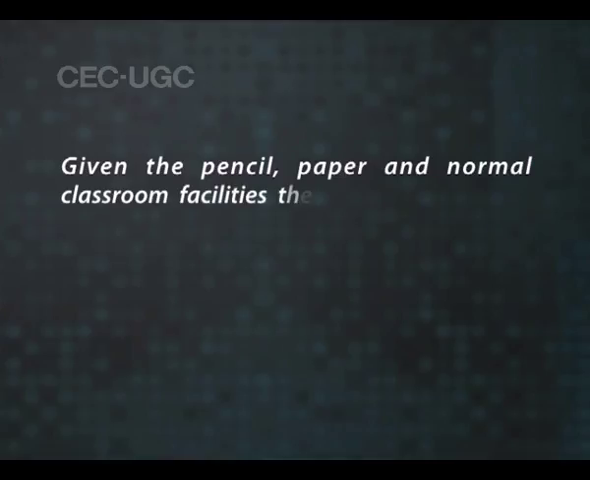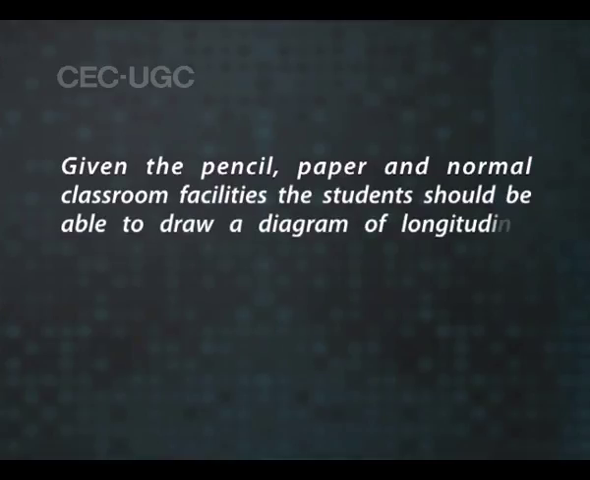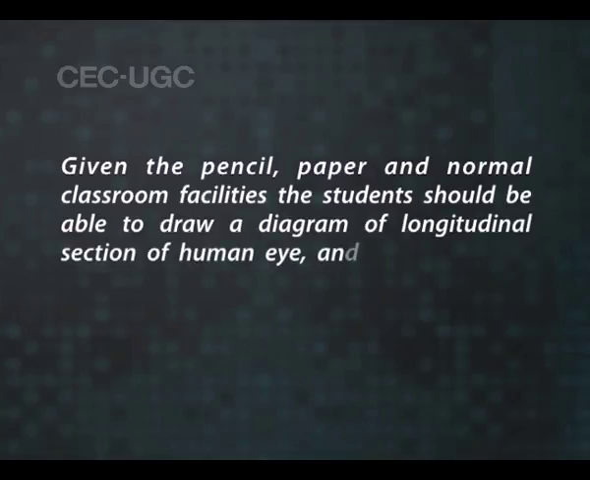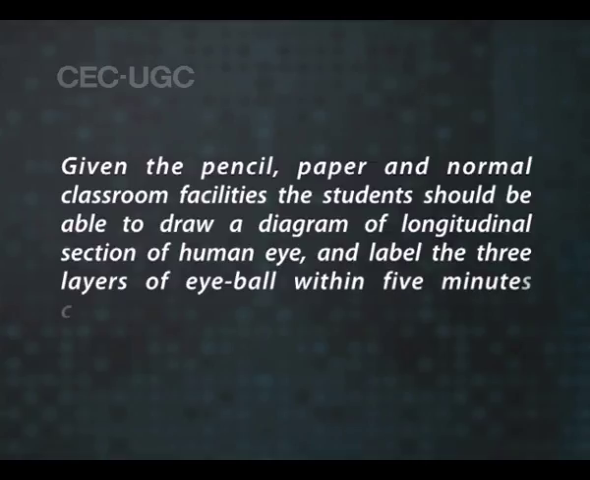An example of specific objectives stated using Major's method will be: Given the pencil, paper and normal classroom facilities, the students should be able to draw a diagram of longitudinal section of human eye and label the three layers of eyeball within 5 minutes correctly.